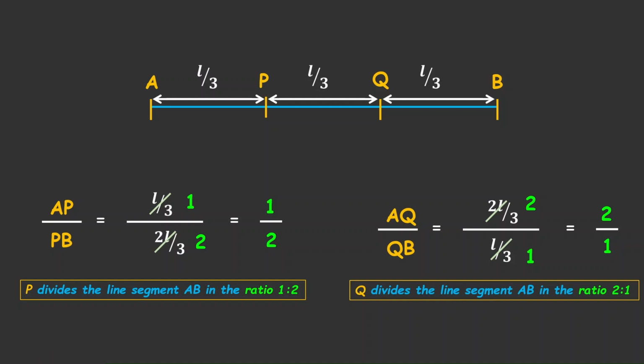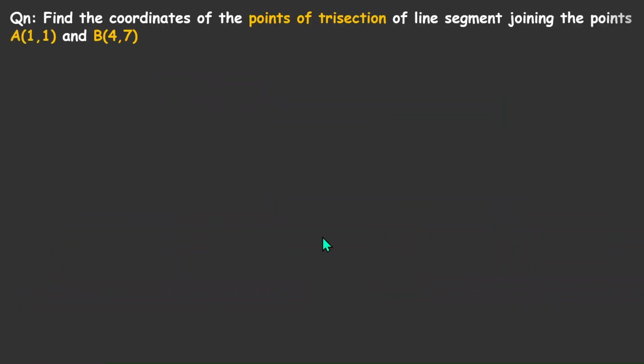Now these are really important pointers that we need to keep in our head, because this would really help us in questions. Let's see how. Let's see a question. So say a question is given: find the coordinates of the points of trisection of the line segment joining the points A(1, 1) and B(4, 7).